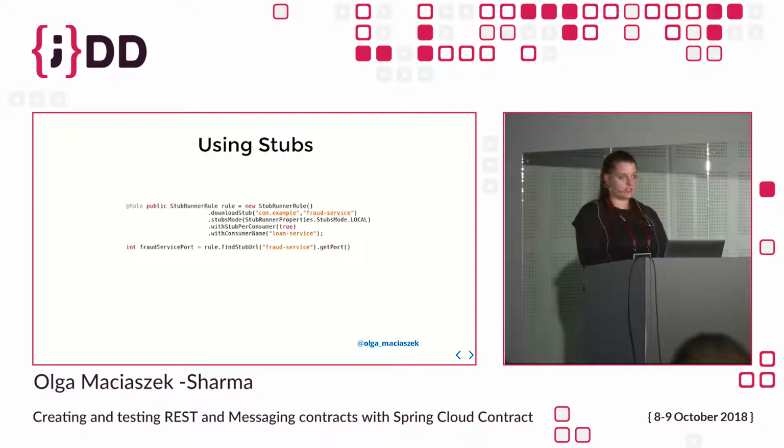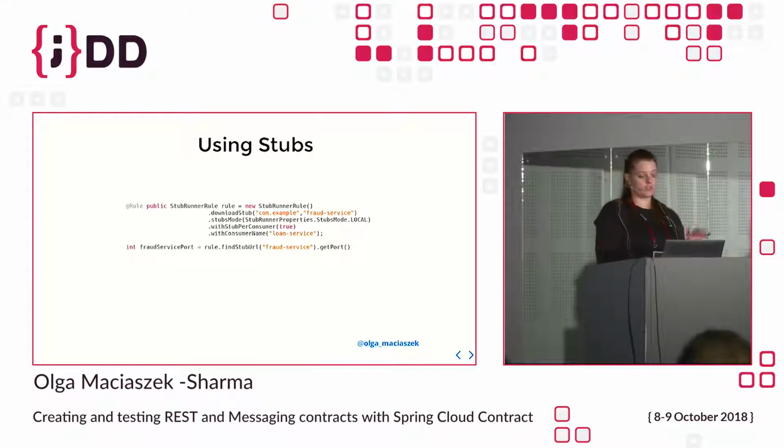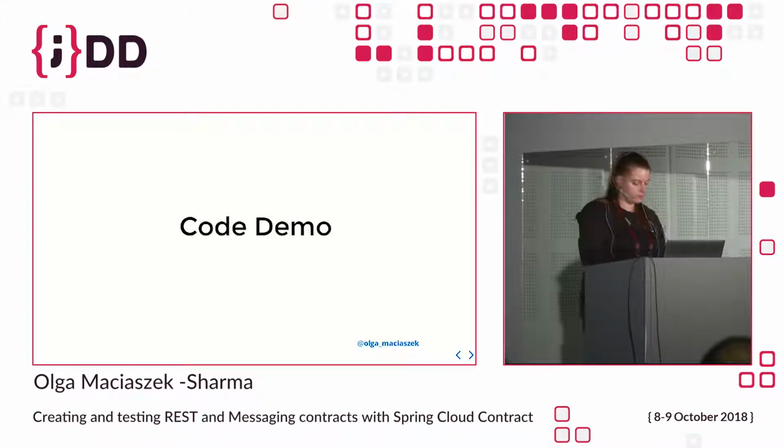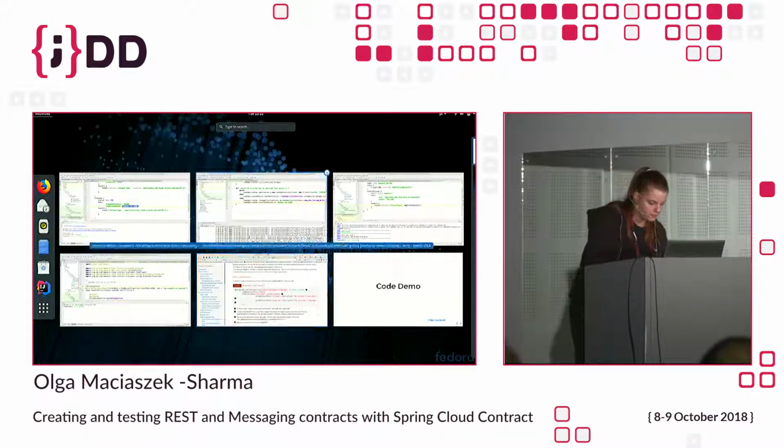And then if somebody is not using Spring, you can still use Spring Cloud Contract, because you can use a rule. So you can use a stub runner rule. And we now will also have a JUnit 5 extension. We are working on this. So it will also support JUnit 5. OK, let's see it on the demo.